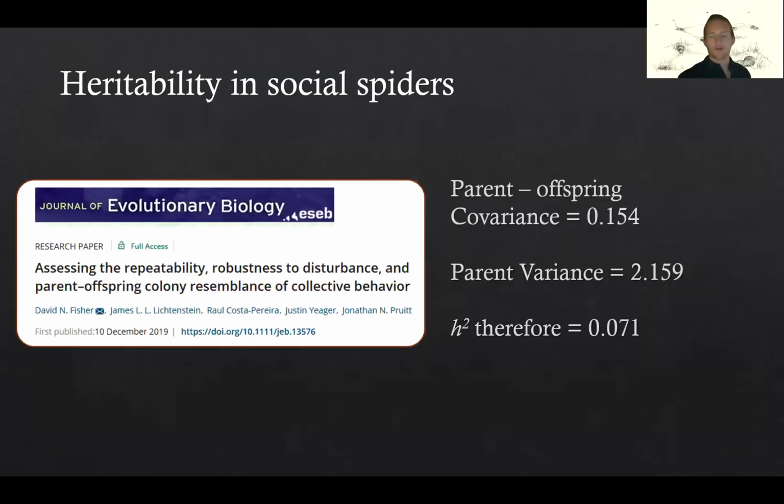So you can read about that work in this paper, also in the Journal of Evolutionary Biology, with myself and James and other co-authors. So from this, we estimated the parent-offspring covariance as 0.154 and the parent variance as just over 2. And then we get a heritability estimate of 0.07 or about 7%, which is quite small.